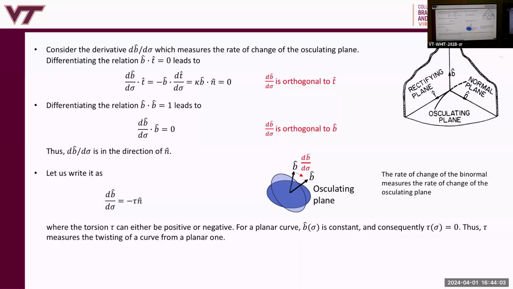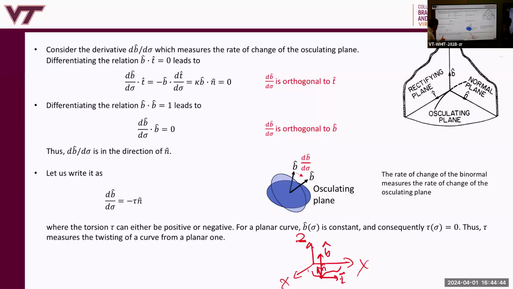For a planar curve, b hat of σ is constant. So think about this. For a planar curve, here's the x, y, and z. For a curve that exists only in the xy plane, the tangent vector is going to be something like this, and the normal is going to point something like that in the plane. So the binormal is going to be like this, and the binormal is constant for a planar curve. So if the binormal is constant for a planar curve, then dB/dσ is going to be 0, which means that tau of σ is 0 for all σ.